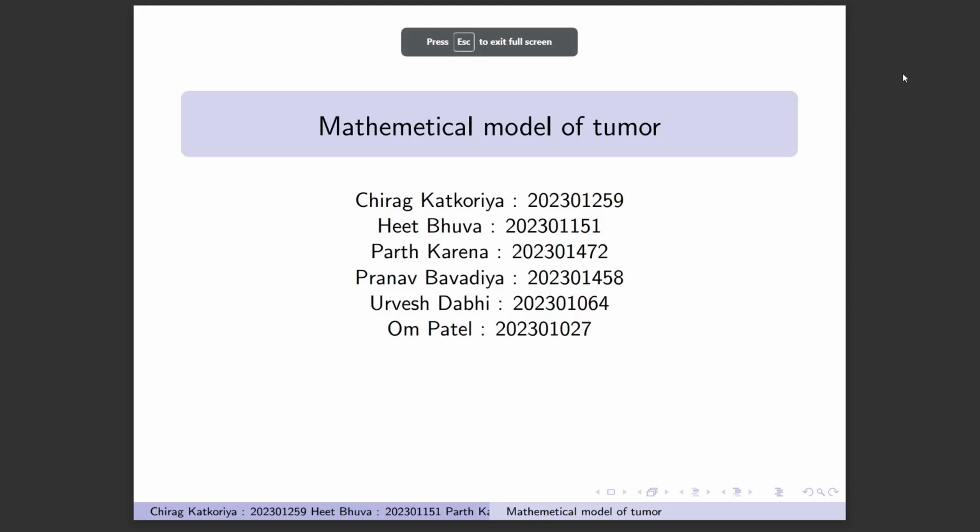Hello everyone. Today, I, Chirag Katkoria from ICT Section B, am going to explain our project, which is based on the determination and prediction of the behavior of tumor growth in our body.